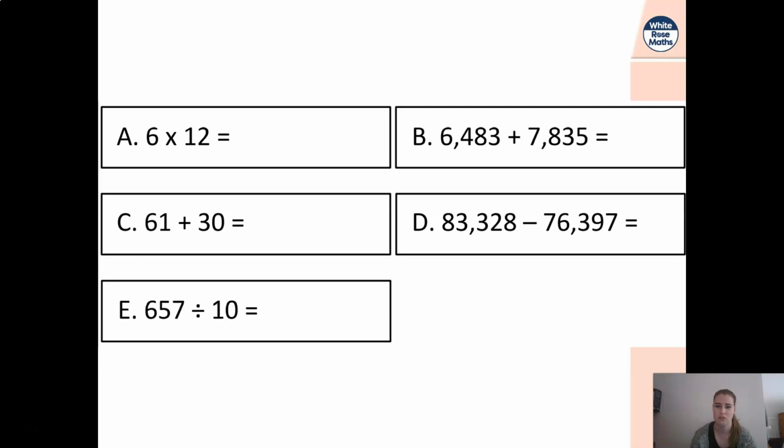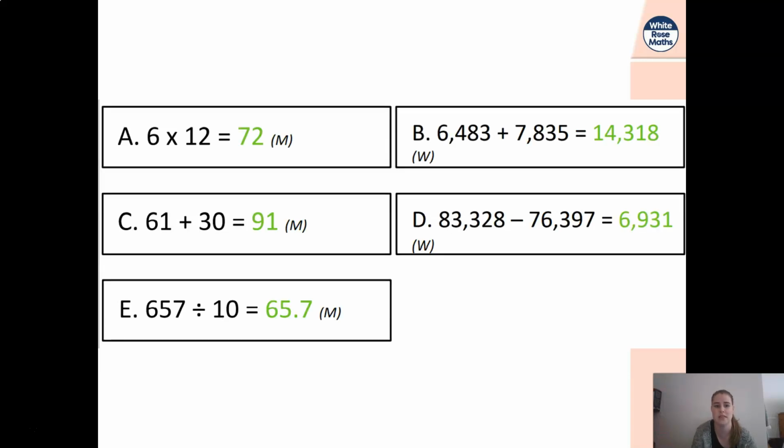All right then, let's see how you got on then. So the first one, 6 times 12, 72, easy peasy. B, we've got 6,483 plus 7,835 is 14,318. Then we have C, we have 61 add 30, just add the 10s together and add the 1 to 91. D, we've got our subtraction there. I'm hoping people have read the right operation for this because we do tend to make mistakes on these ones.